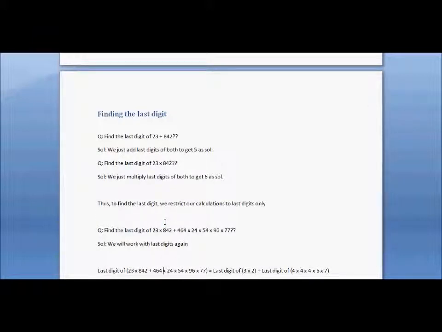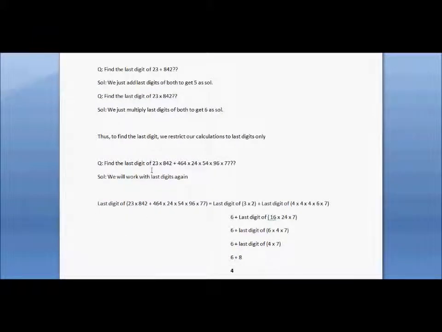So to find the last digit, we only work with the last digit even if the number is very big, right? Now let's find the last digit of this expression. The last digit of this expression would be the last digit of 3 into 2 plus the last digit of, so we are taking last digits here, 4 4 4 6 7. So last digit of 3 into 2 is 6. Last digit of this would be 4 into 4, we get 16.